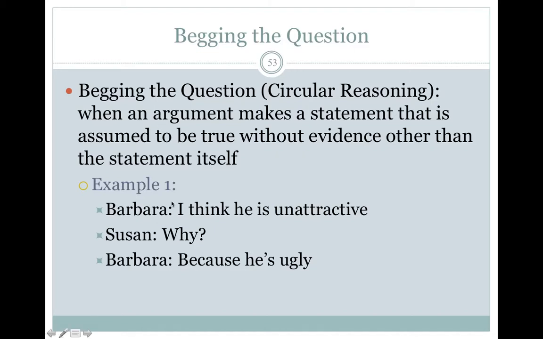Well, this is what Barbara's trying to convince us of, the conclusion, that he's unattractive. Susan asks for supporting evidence, or a premise, basically. And here's her premise. Well, the argument assumes what it's trying to prove in order to prove it. Barbara is trying to prove that somebody is unattractive by pointing out that he's ugly. That's begging the question, or circular reasoning, because the only evidence given is just exactly what Barbara's trying to prove.